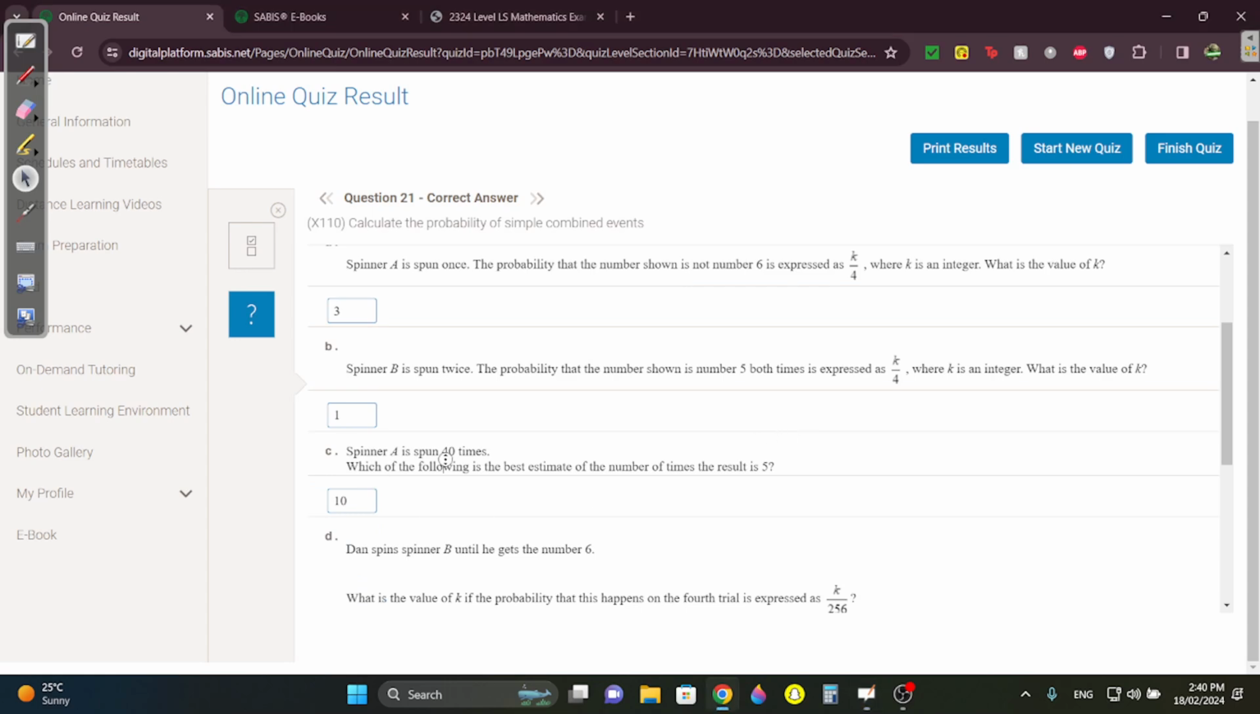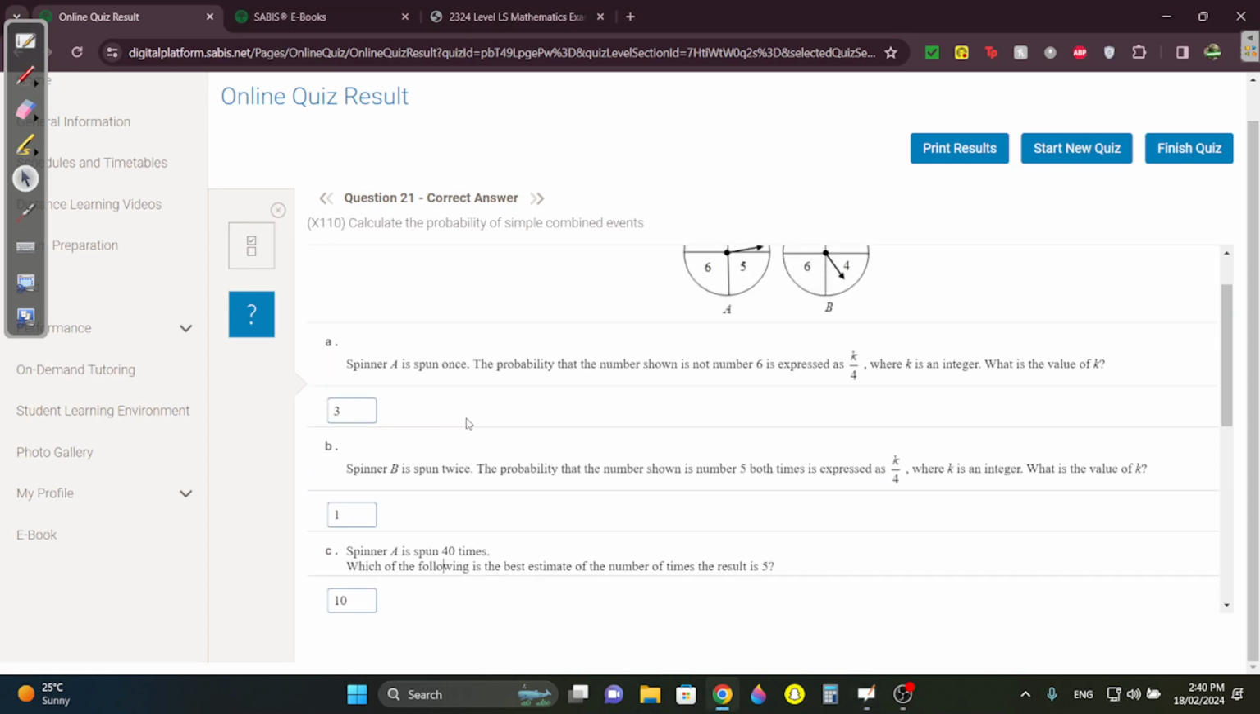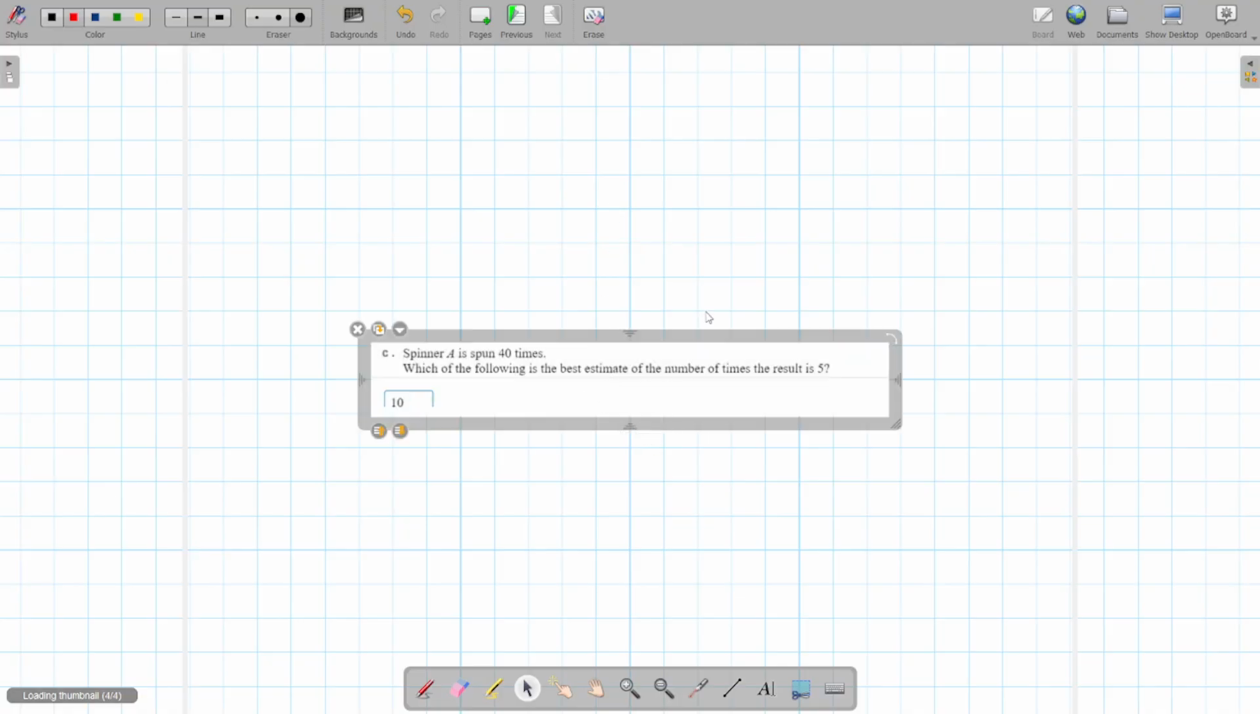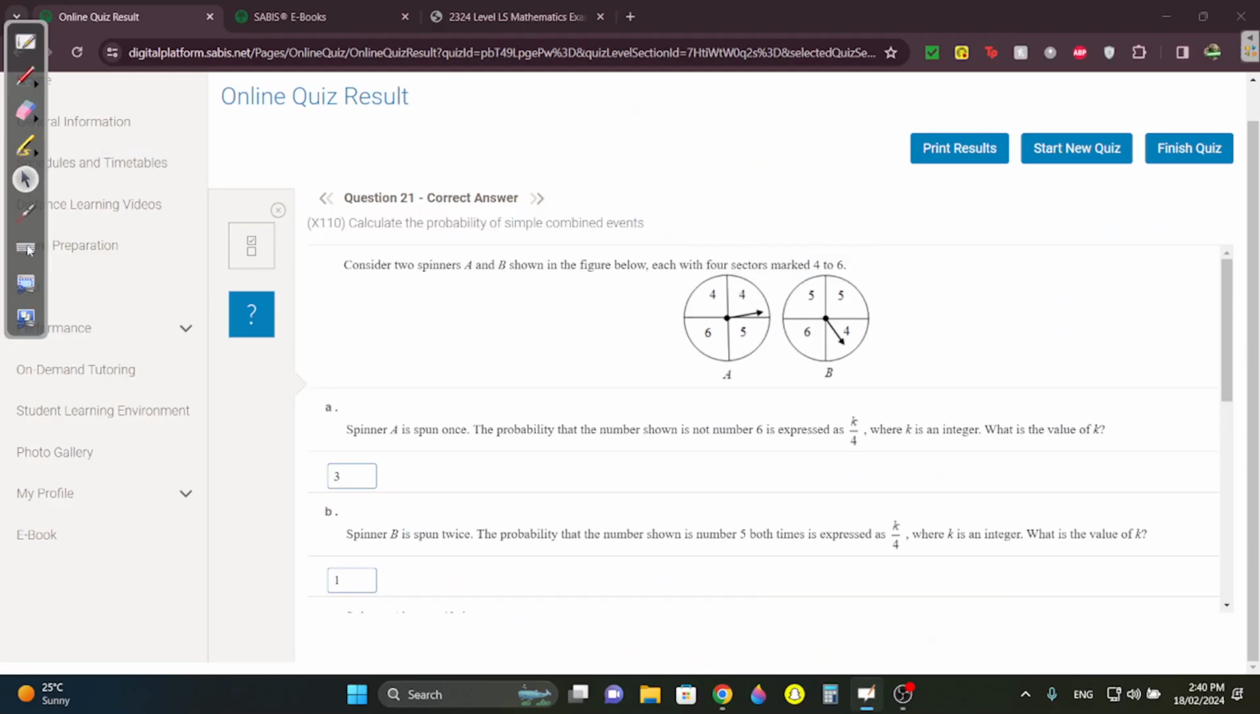Part C, spinner A is spun 40 times. Which of the following is the best estimate? Do I have to? Yeah. Okay, put this down here. Take this.